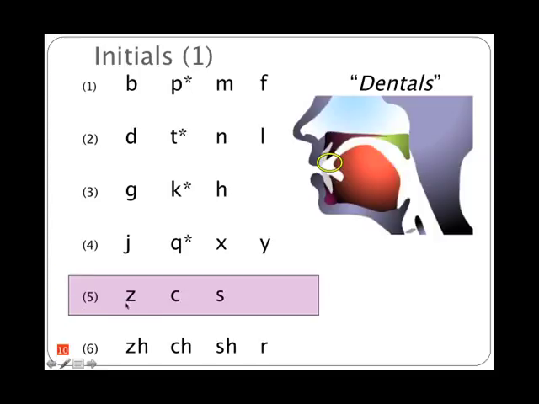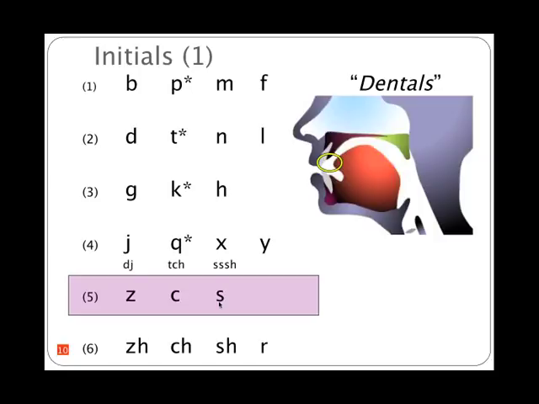Z. And the C. C. And the S. This one, your tongue should not quite touch the teeth. There should be just enough room between the tongue and the teeth for a little air to flow through. S.